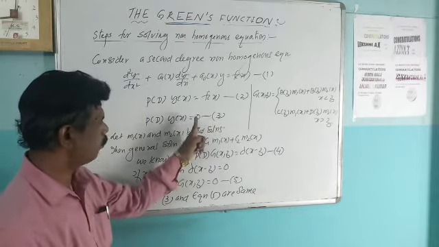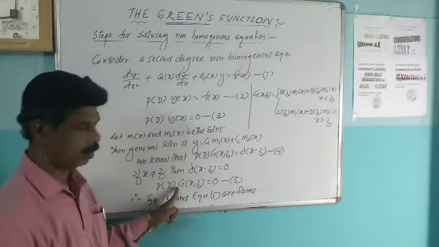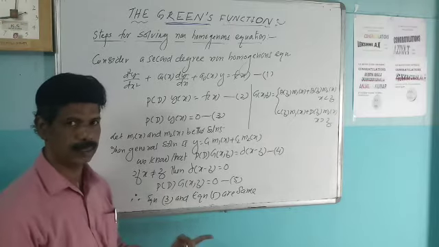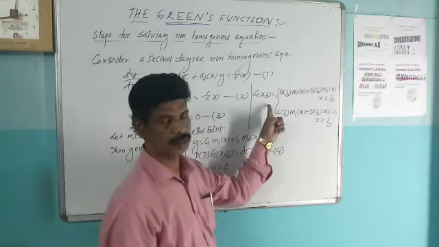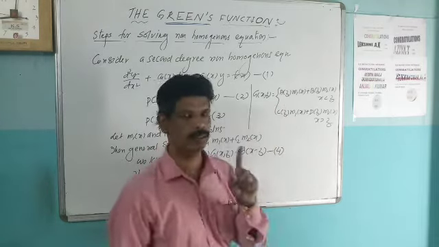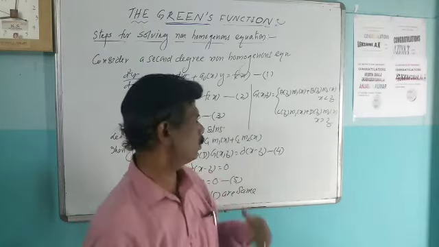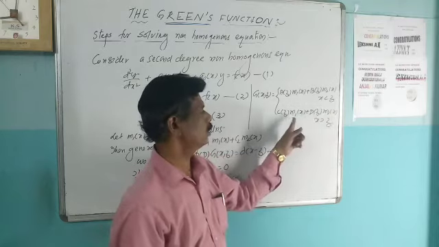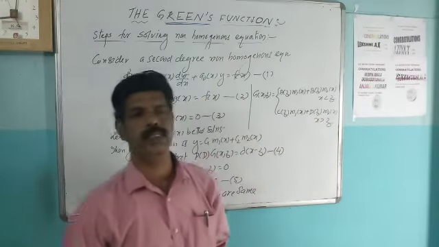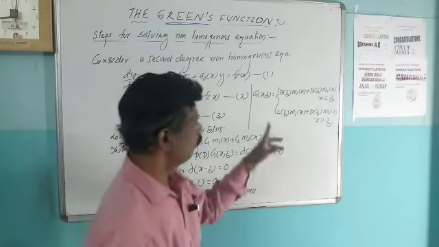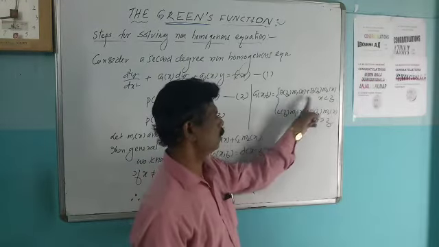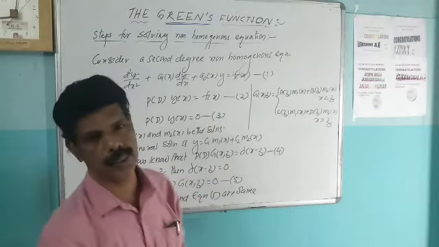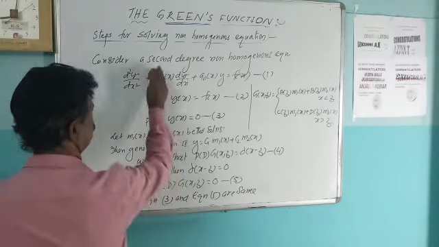Here equation number 3 and equation number 5 are the same. Then the Green's function g of x is equal to a(z) m1(x) plus b(z) m2(x) if x is less than z, and c(z) m1(x) plus d(z) m2(x) when x is greater than z. Here we have to determine the values of a(z), b(z), c(z), d(z). For that we have to apply some conditions.